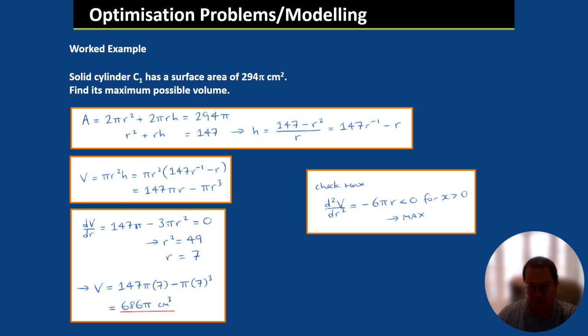And then finally, just for completeness, if we do the second derivative, we get negative 6 pi r. And again, since r has to be positive because it's a radius, negative 6 pi r is going to be less than 0. And hence we have a maximum.